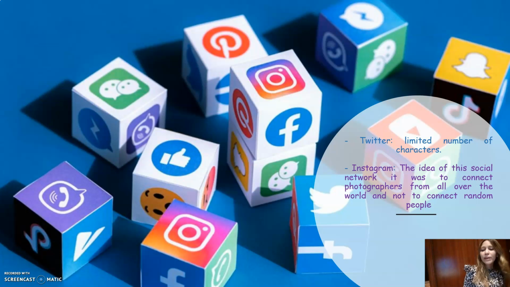Then, when we are talking about Instagram, the main idea of this social network was to connect photographers from all over the world, and not to connect random people, as I mean, the common users we are. So this idea, I think, is causing a big impact in the way we receive information, for sure.